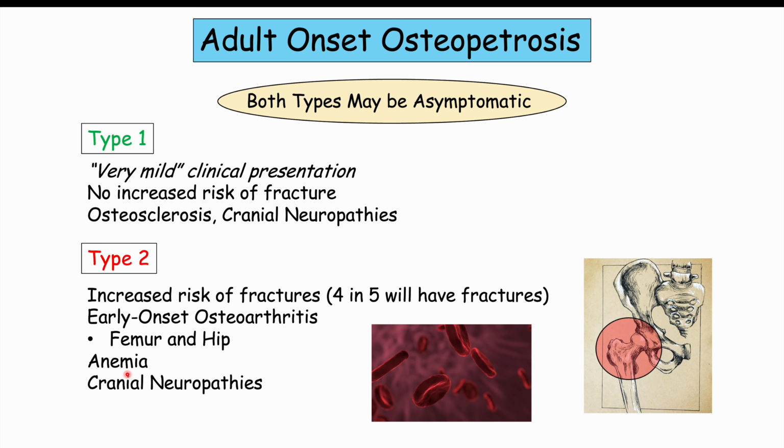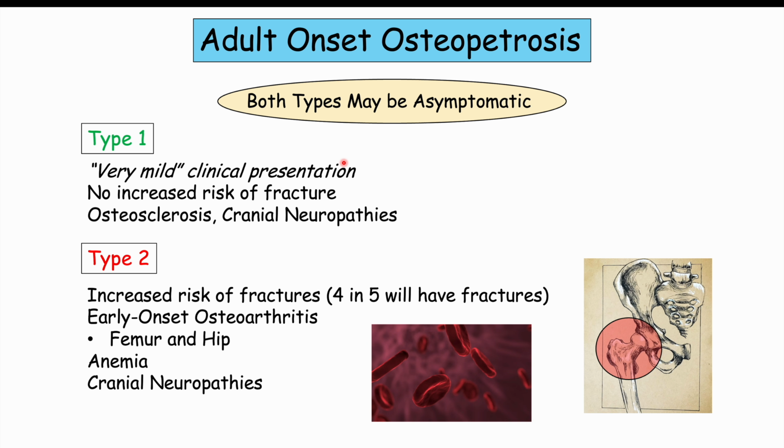And they can also have an increased risk of carpal tunnel syndrome. And patients with type 2 adult onset osteopetrosis and other forms of osteopetrosis can have a shorter stature. They can be shorter on average. And they can also have issues with bone pain. That can be some common finding in these patients as well.